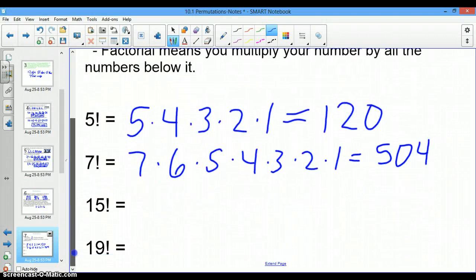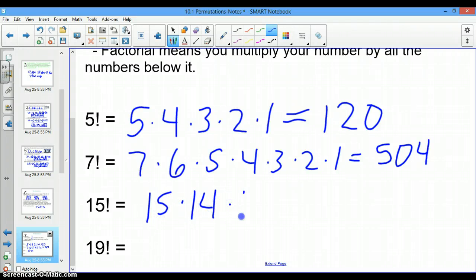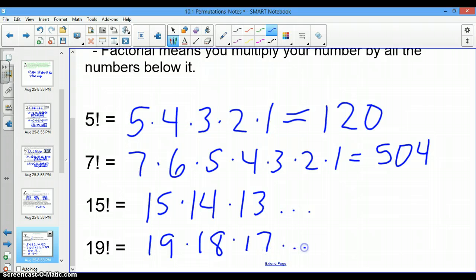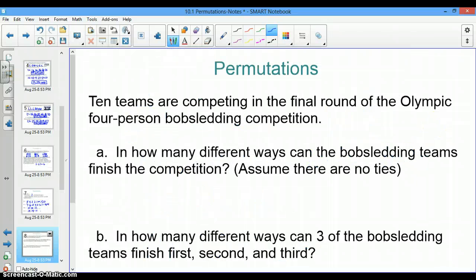15 factorial would be 15 times all the numbers less than it, and so on. And 19 factorial would be 19 times 18 times 17, and so on. You just keep multiplying them out. There is a factorial button on your calculators. All you do is type, on a TI-30, you would type the number, then hit the PRB, the probability, and then scroll to the factorial button. So there is that button in all calculators.